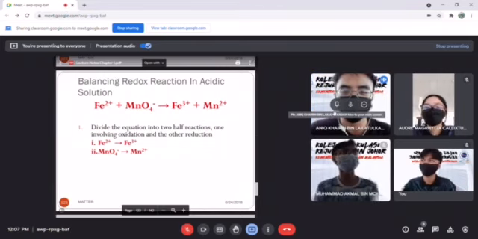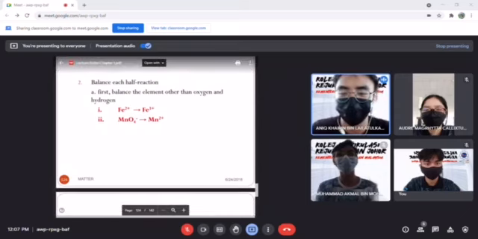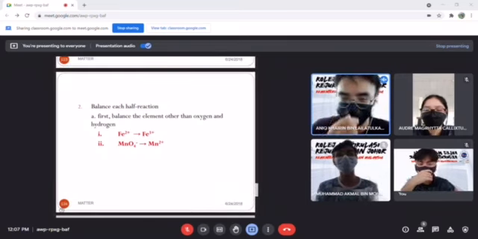For each half equation, we need to balance all atoms other than hydrogen and oxygen atoms. For MnO4- ion to Mn2+ ion, both sides must have the same number of Mn atoms, which is 1. Next, for Fe2+ ion and Fe3+ ion, both sides have the same number of Fe atoms, which is also 1.